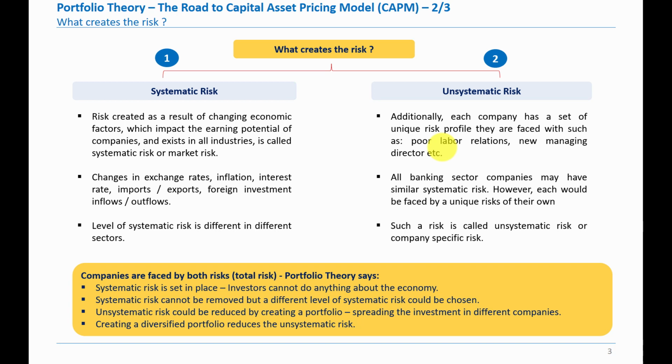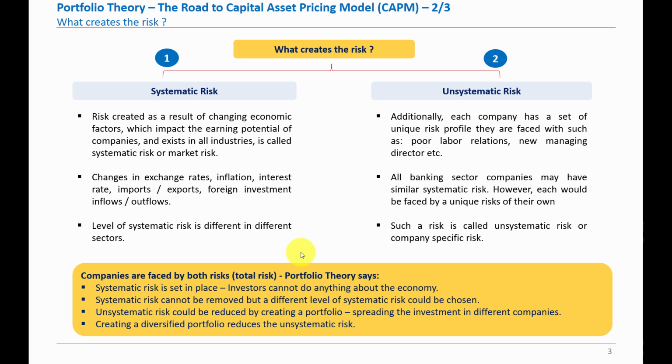A few more points to go through before we lock in this concept. Companies are faced by both risks, total risk, systematic and unsystematic risk. Systematic risk is set in place. Investors cannot do anything about the economy. Systematic risk cannot be removed, but a different level of systematic risk could be chosen. You could go for a banking sector systematic risk. You could go for the banking sector instead of the oil. It just depends on your risk appetite. Always remember moving forward, unsystematic risk could be reduced by creating a portfolio.